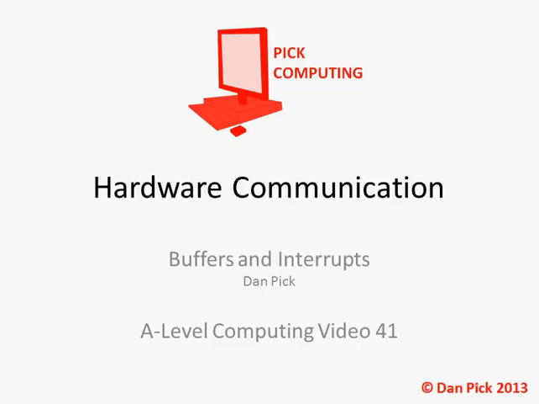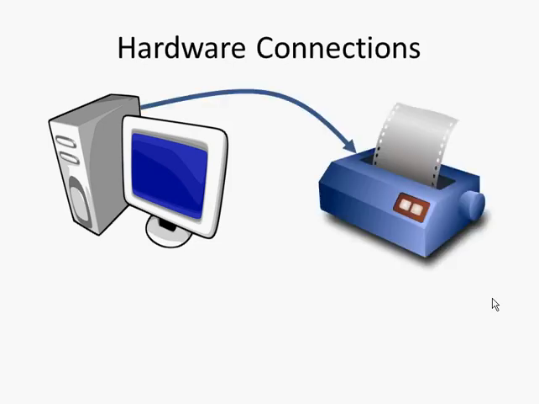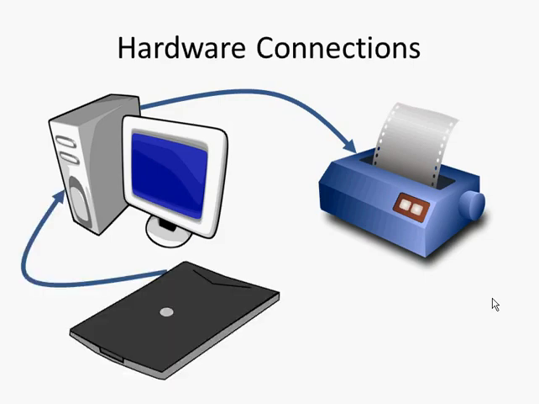In this video we're going to look at hardware communication, and in particular these things called buffers and interrupts. Our computers need to be able to connect up to other devices, so they might connect up to output devices such as printers or input devices such as scanners, and the actual connections and cabling that they use we will learn about later on in the course. But for now we need to know how the PC communicates with such devices.